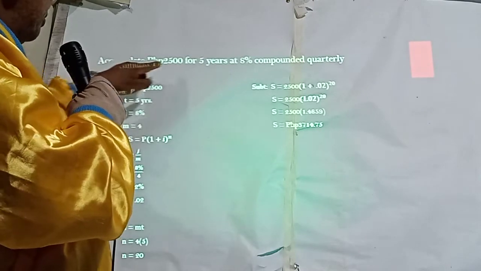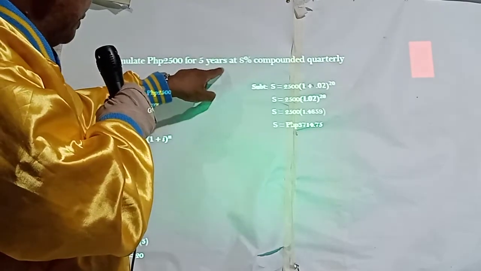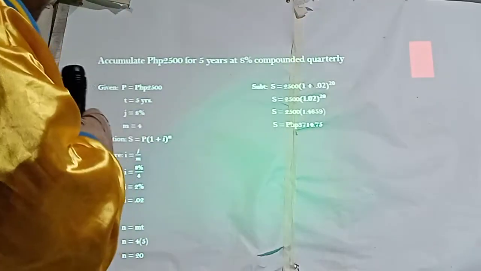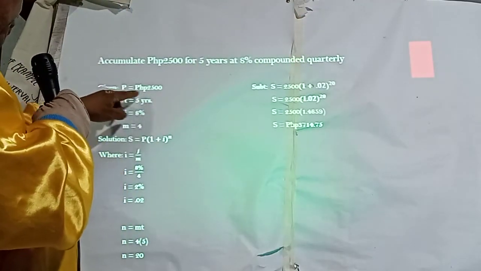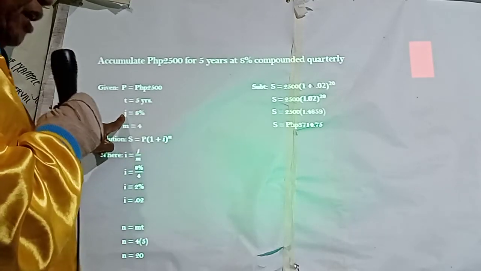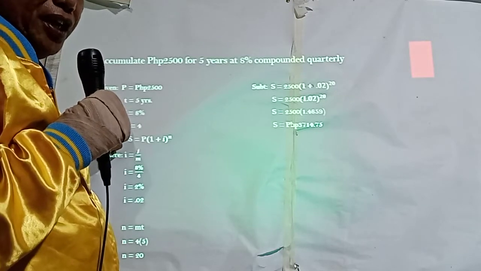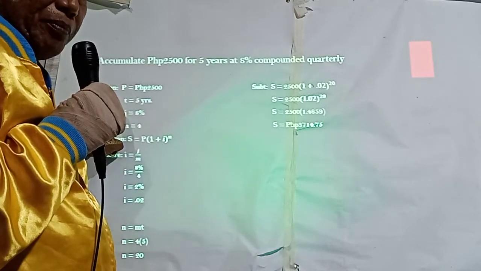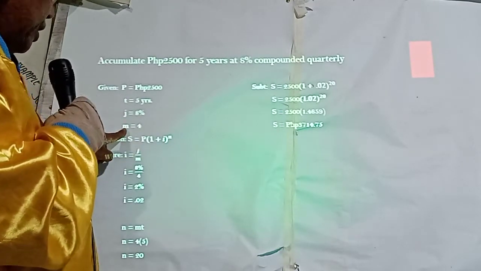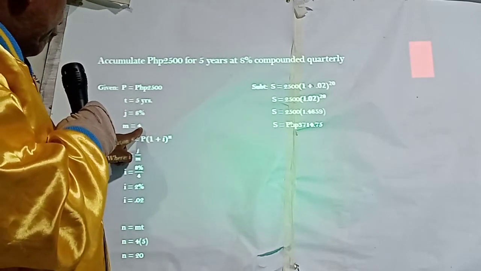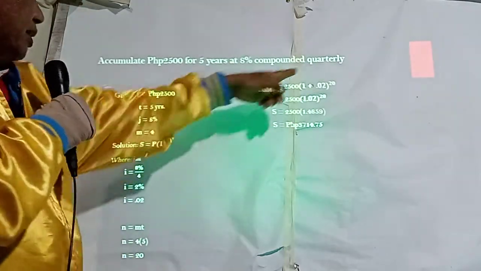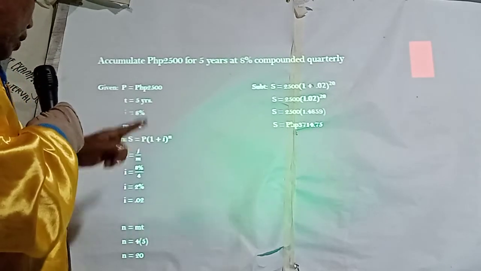Accumulate 2,500 for 5 years at 8% compounded quarterly. So we have the principal of 2,500, T for 5 years, and we have J. It is just represented by J, but this is our R in our previous lesson, rate. So that is 8%. And that is the conversion period 4 because it is quarterly. Compounded quarterly, that's why M is 4.